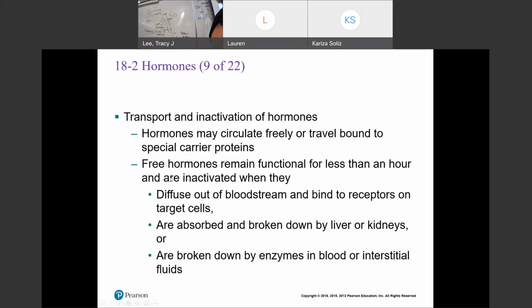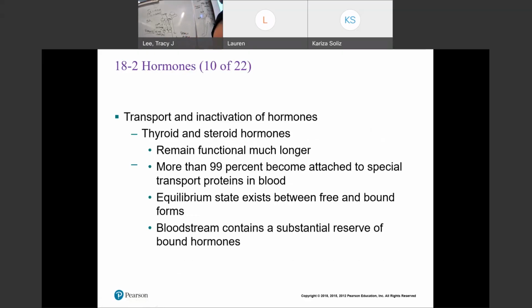All right, how do we break some of these down? They diffuse out. They get broken down by the liver and kidney. They get broken down, like I was mentioning, by enzymes that are in the blood, in the interstitial fluids, things like that. So what are our inactivated? I already mentioned T4 is one that gets carried in an inactive form. Why? So we can keep it functional longer.